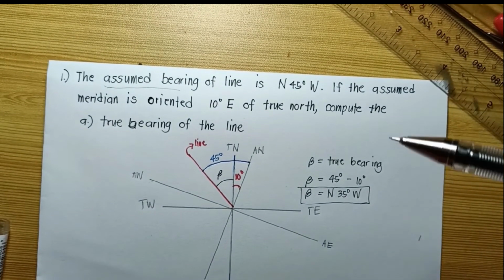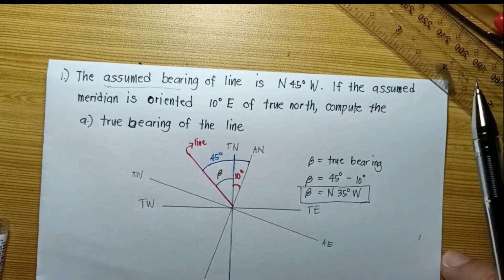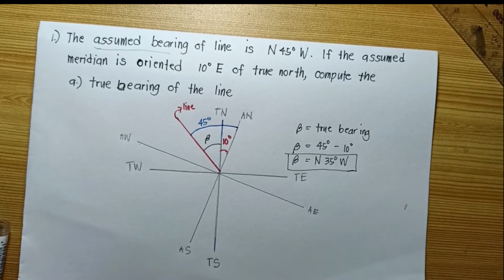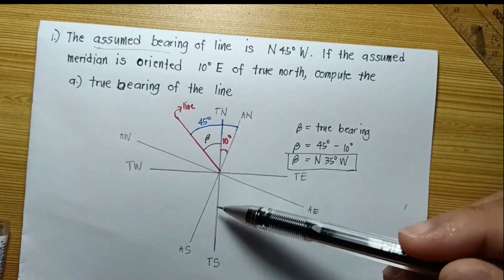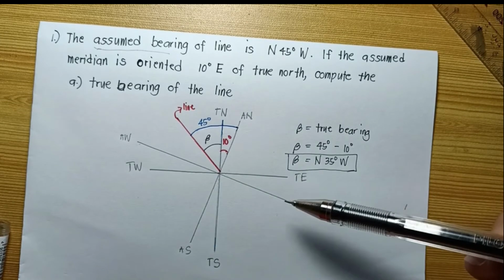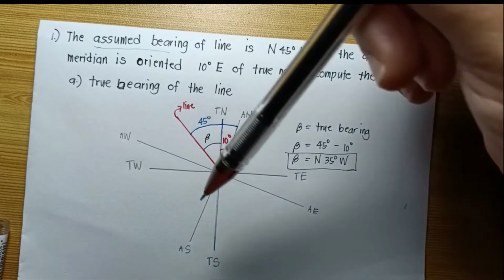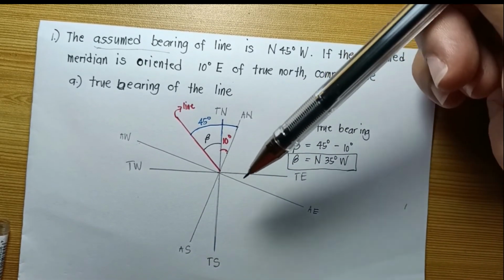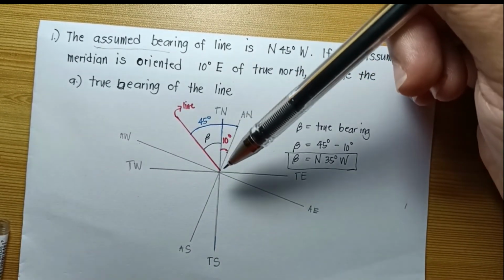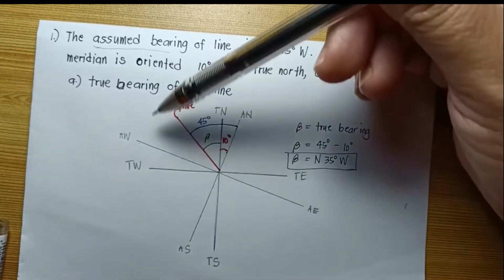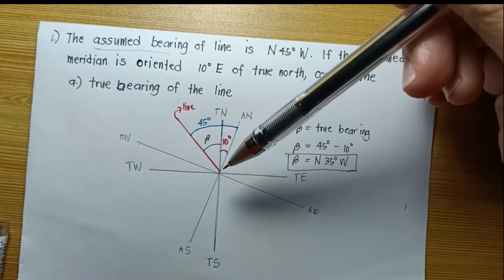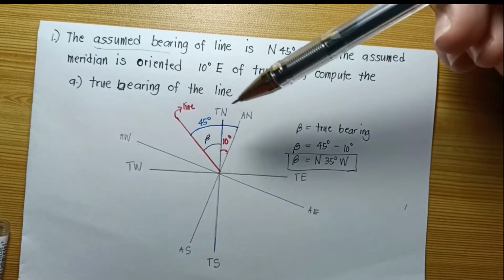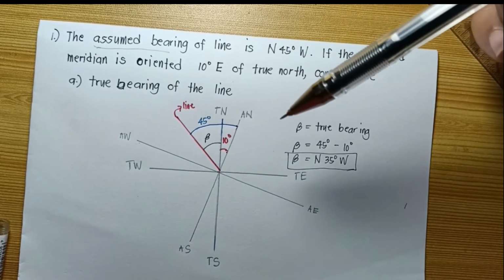Okay, so to sum it up, to solve problems involving different types of meridian, the first thing you are going to do is plot the true meridians. Next, you plot the other meridians depending on the given. Then after that, you plot the line. Where is the line located? Then from that sketch, you can tell how to compute the required quantity. In this case, how to compute the true bearing of a line.